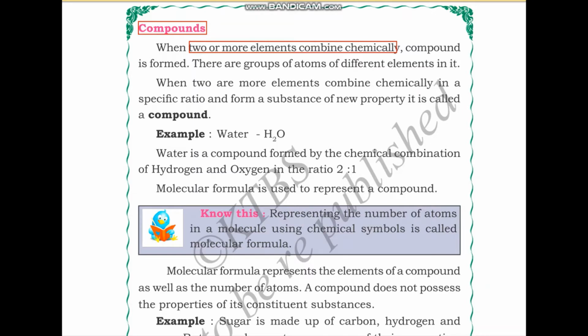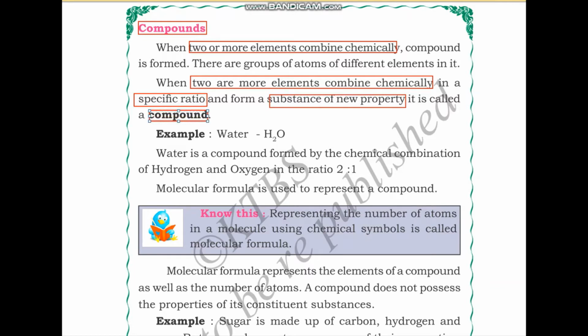When two or more elements combine chemically in a specific ratio and form a substance of new property, it is called a compound. So, when two or more elements combine chemically, there needs to be a specific ratio for the combination, and they should form a substance with new property. That is when you say a compound is formed.